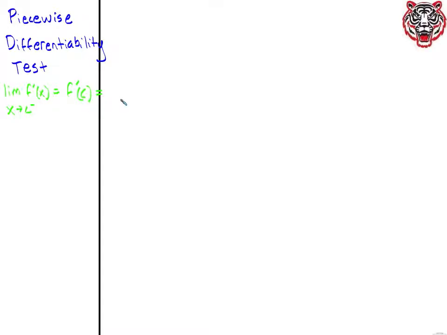And this is equal to, someone tell me what to write. Limit of f prime of x. We're out of room though. I am too. I went into this side. Arrow, x approaches c from the positive side.